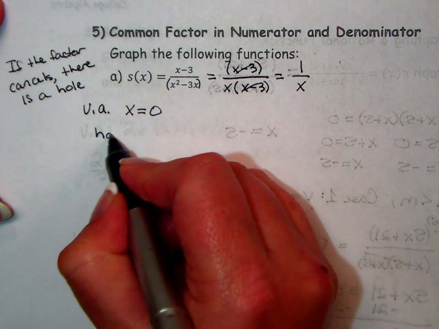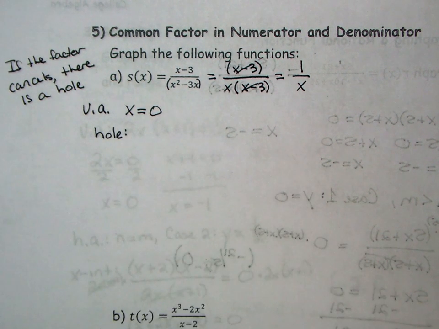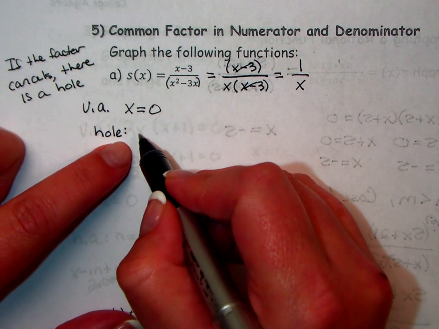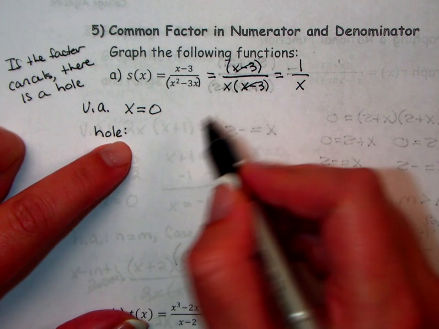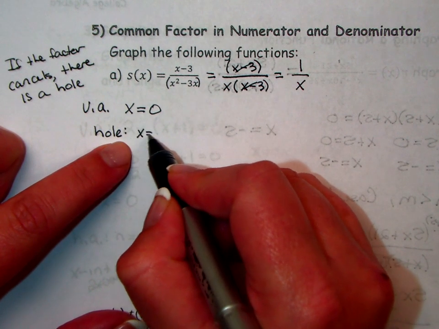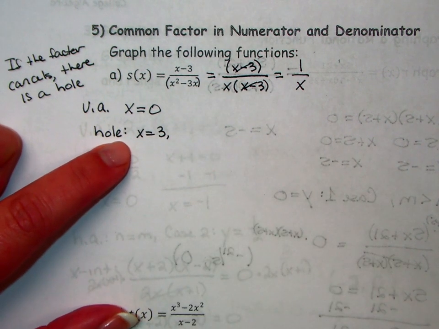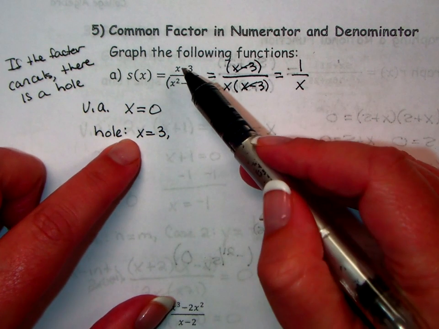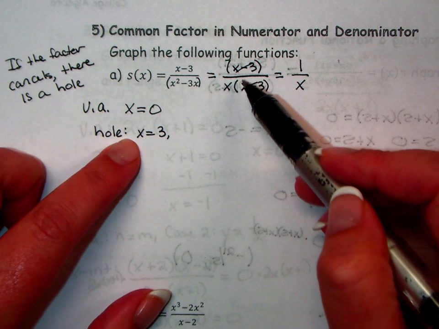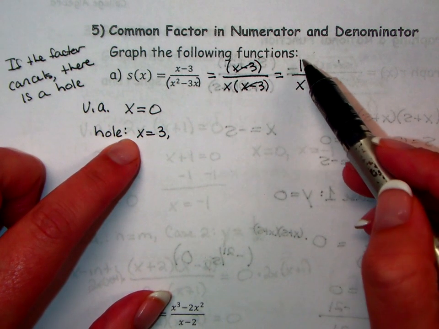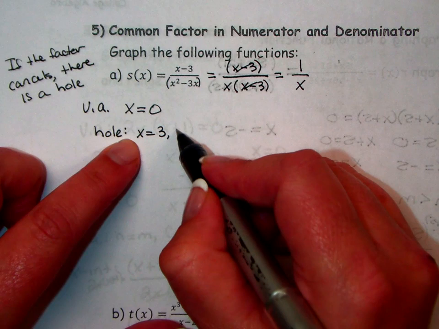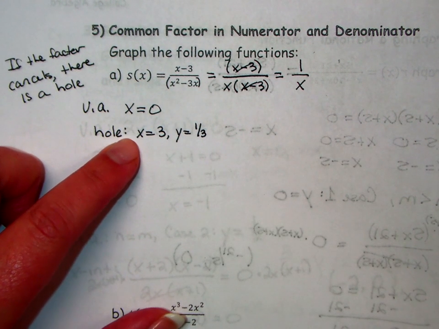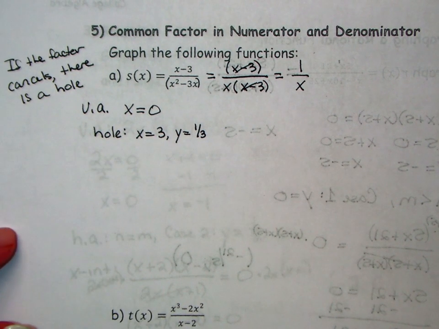I don't think they're going to ask you for the value of this hole, but since the factor is x minus 3, we're going to set x minus 3 equal to 0 and get a hole at x equals 3. Now I could find the y value of that hole, because if x equals 3, I don't want to plug it in here because I'd get 0 over 0. But if I plug 3 in here, I'm going to get 1/3. So the y value is 1/3. And I'm going to show you how that happens on the graph when we finally get to the graph.